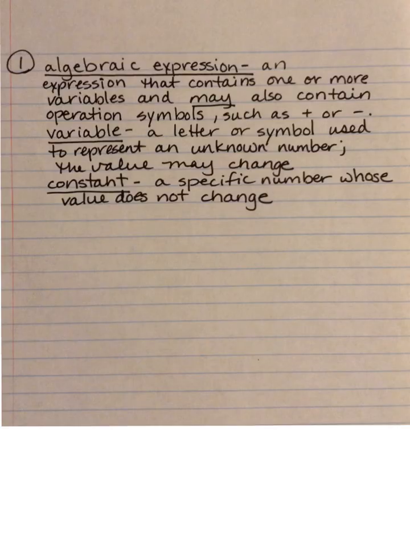Okay, in box number 1, you're going to write down some definitions. The first definition is for an algebraic expression. An algebraic expression is an expression that contains one or more variables and may also contain operation symbols such as plus or minus. And then the definition for a variable is a letter or symbol used to represent an unknown number or an unspecified number, and the value may change. And then a constant is a specific number whose value does not change.